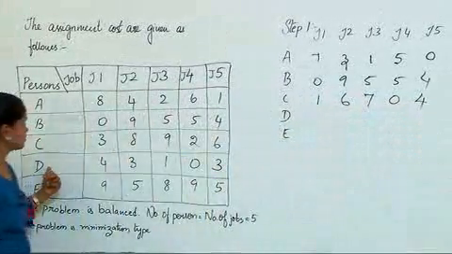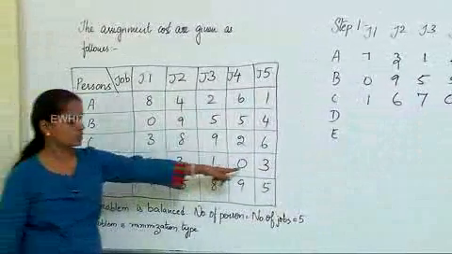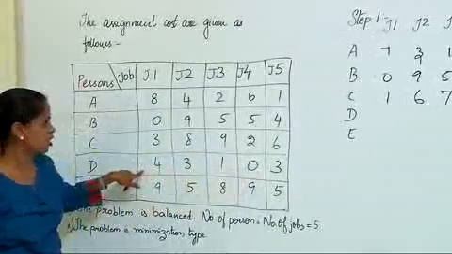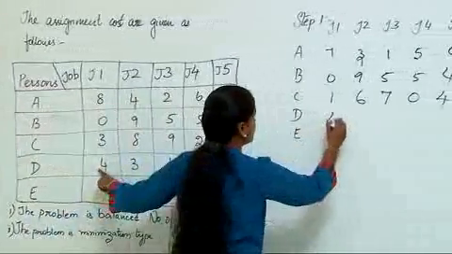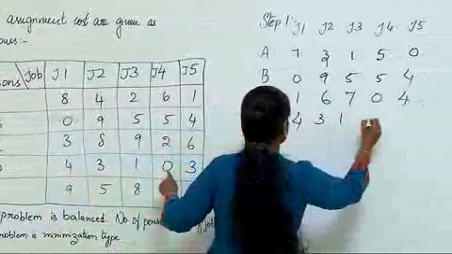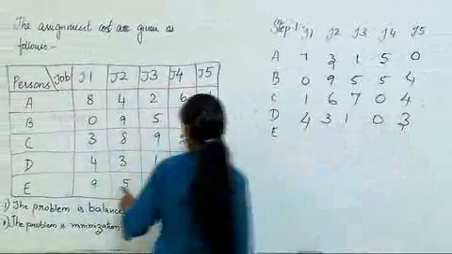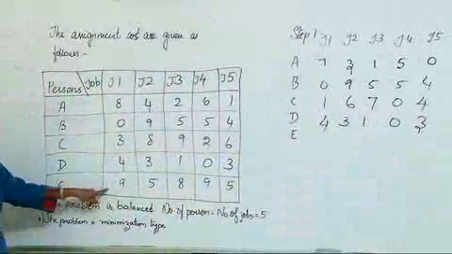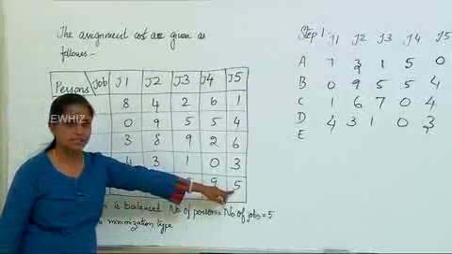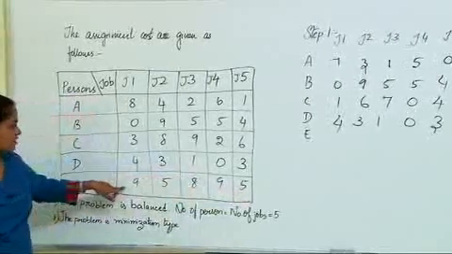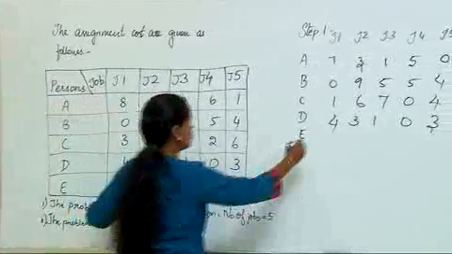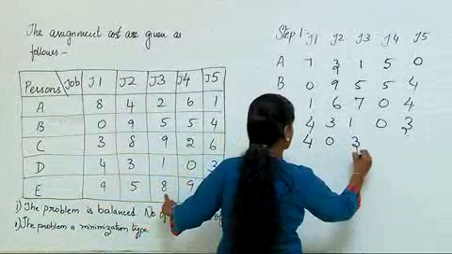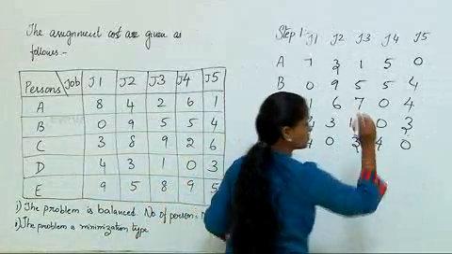Now when you scan the fourth row, 4, 3, 1, 0, 3, already 0 is present. So no need to make any changes in that row, copy it as it is. So you have 4, 3, 1, 0, 3. Next 9, 5, 8, 9, 5, no 0 is present. So what is the least entry? Least entry here is 5. So you have to subtract 5 from the remaining entries. So you have 4, 0, then 8 less 5, 3, 4 and 0.